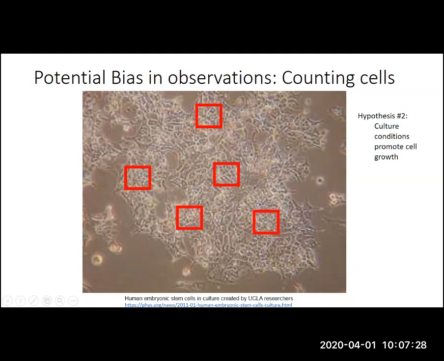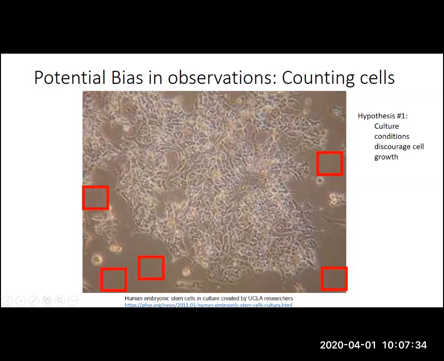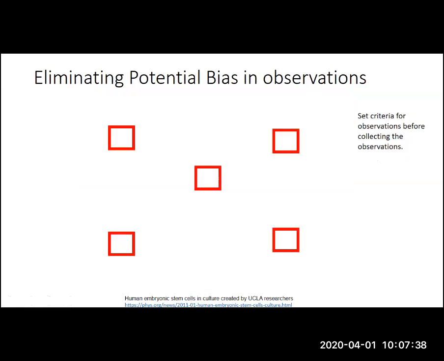But in both of these cases, we were biased, exaggerated but biased, based on our hypothesis for where we put the squares. A better way to do this is to set the criteria for our observations before collecting the observations themselves. The idea is we're going to put what's referred to as a reticle, a grid-like pattern, into the eyepiece of our microscope.